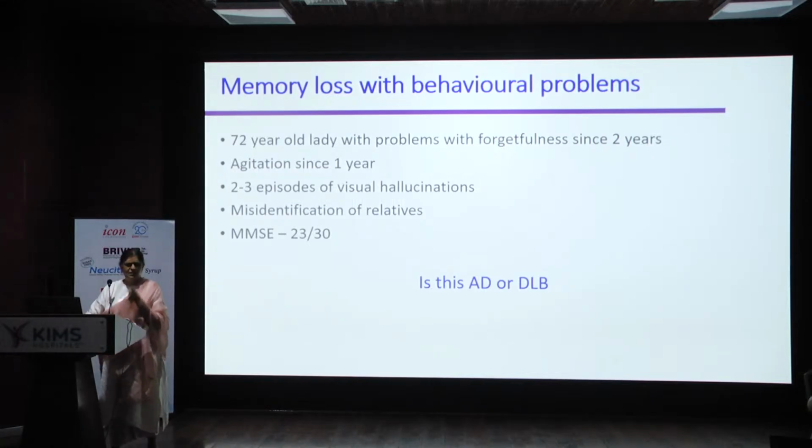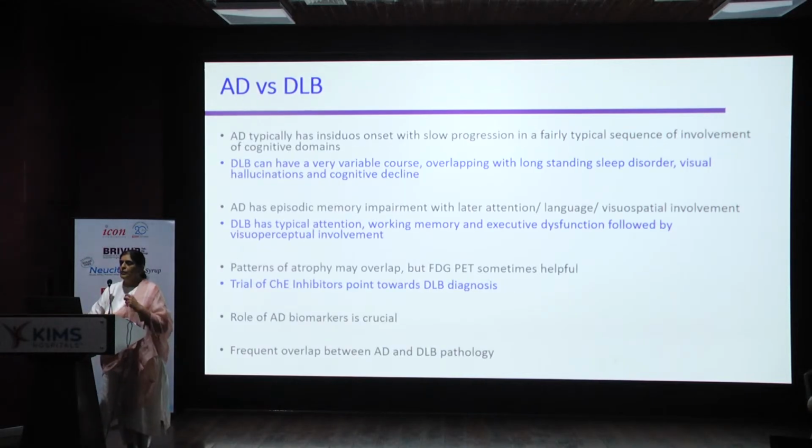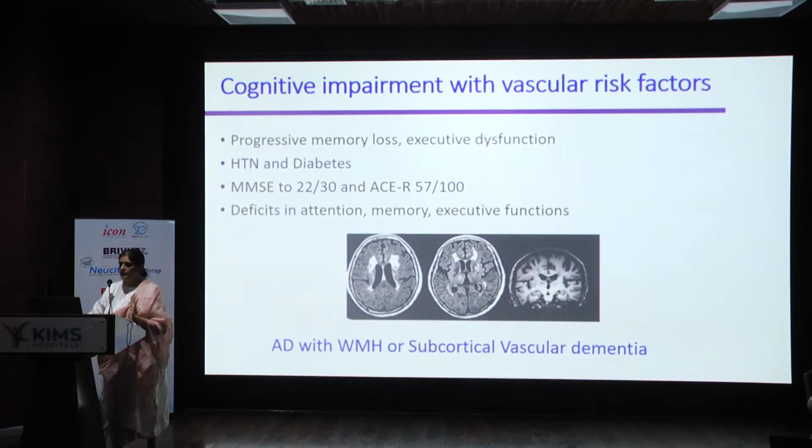What is the diagnosis? It's very difficult. And then they forget. Lewy body dementia, the cholinesterase inhibitors show a dramatic response in the initial stages, and biomarkers are also very crucial, but there could be an overlap and they could have 2 pathologies.